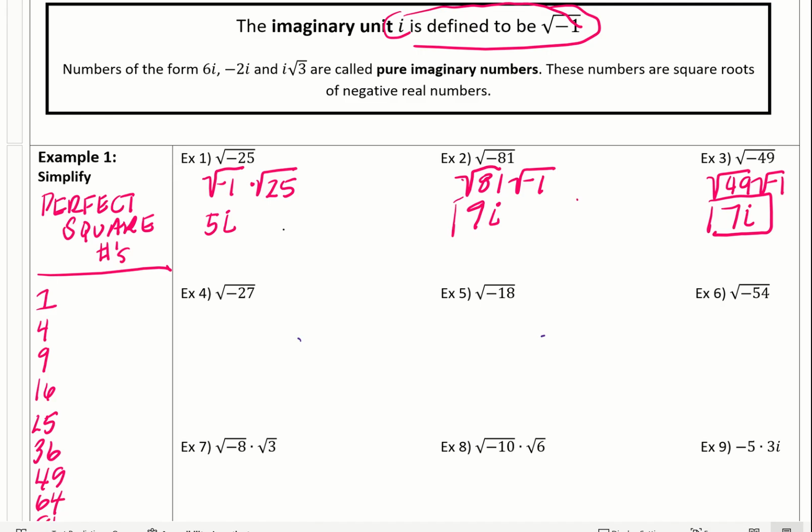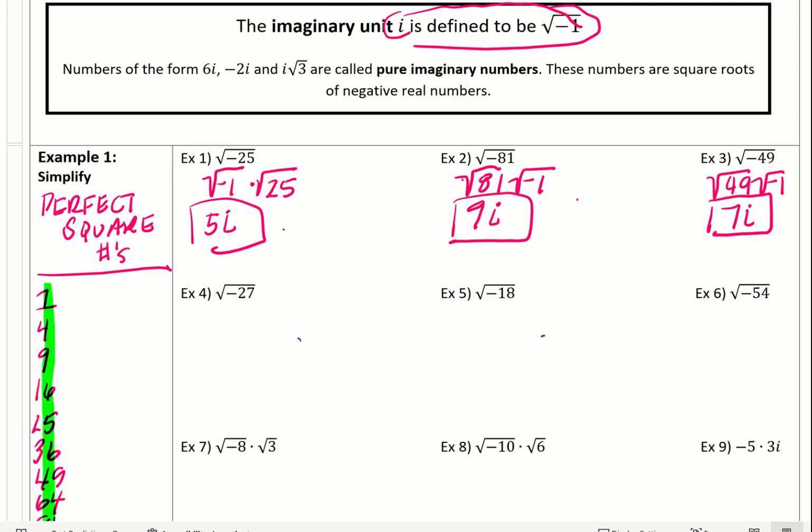So these are your answers for the first 3. Now the next 3 are not perfect squares, but they do have a perfect square that can divide into them. So if you look at the number 27, it is divisible by one of these numbers on the left.